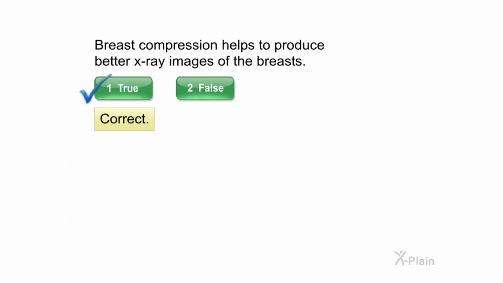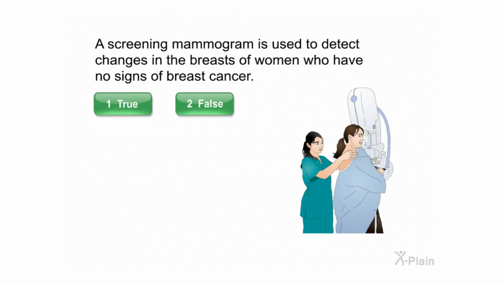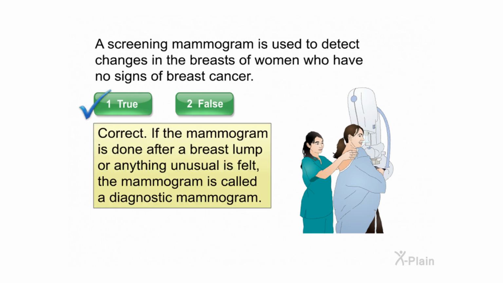Correct. A screening mammogram is used to detect changes in the breasts of women who have no signs of breast cancer. Select true or false. Correct. If the mammogram is done after a breast lump or anything unusual is felt, the mammogram is called a diagnostic mammogram.